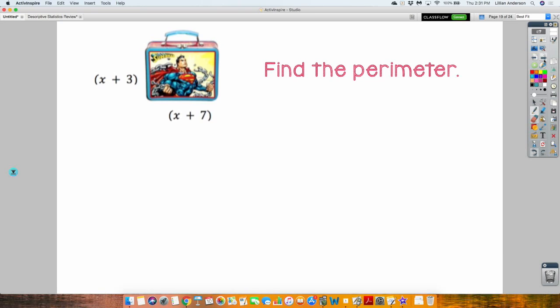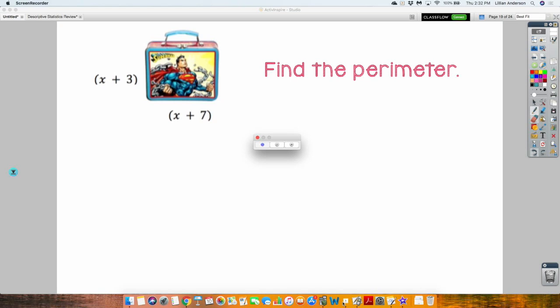I want you to find the perimeter of this lunchbox. Yes, that is a rectangular lunchbox. You know, from when y'all were children. Let's start out with the most important question of all. What is perimeter? Addition of all the sides. Now, if this is a rectangular lunchbox, that means what's this side over here? And what's this side up here?